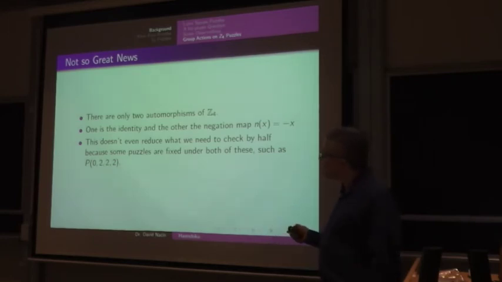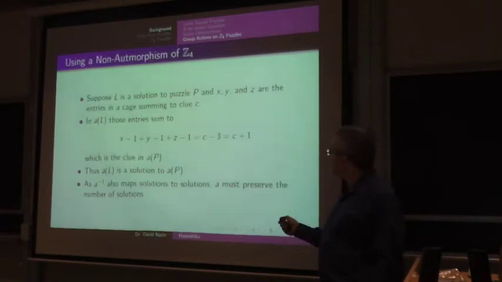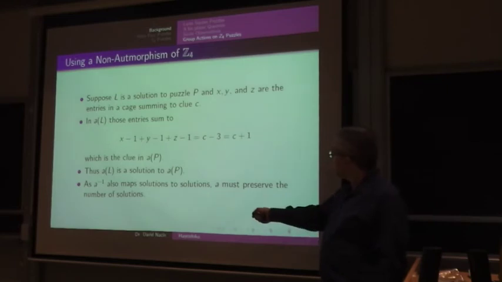But what I could also do is choose different maps. So what I can do is allow A to act on the puzzles by adding one to the clues, and on the Latin squares by subtracting one from the clues. And then I can use the fact that the clues happen to be in the 3 cages. So if I map over x, y, and z, which sum to some c in a puzzle, they're each going to get subtracted 1, which gives me c plus 1, which is the clue of the new puzzle.